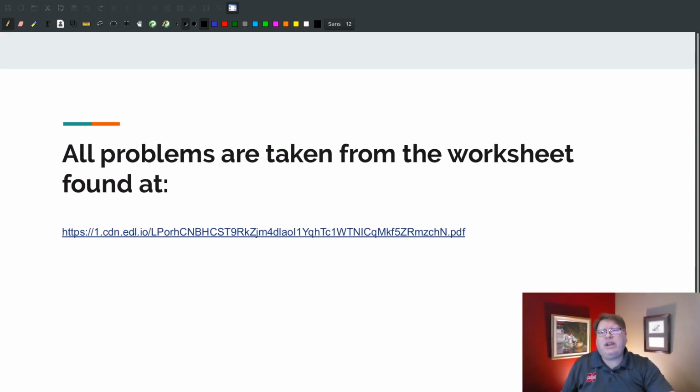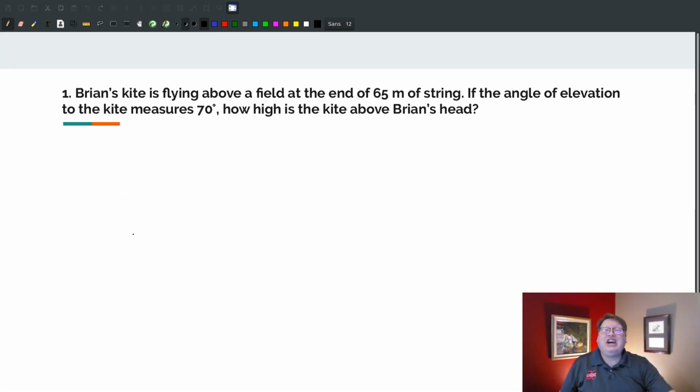I do want to point out that all problems are taken from a worksheet that I found online. This is the web address for it. I don't think you'll be copying that down, but that's the source. If you did want to know where I got these problems, you could Google some of this text and probably locate it online. But let's get started with our first problem.